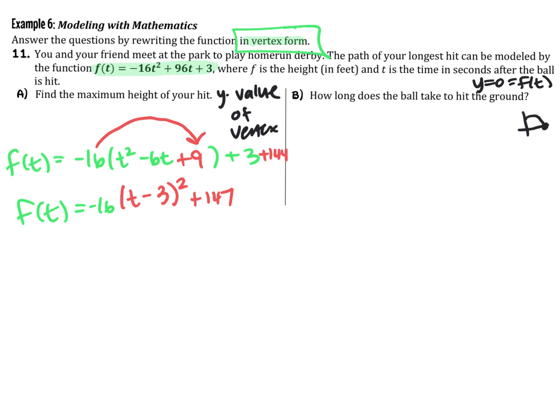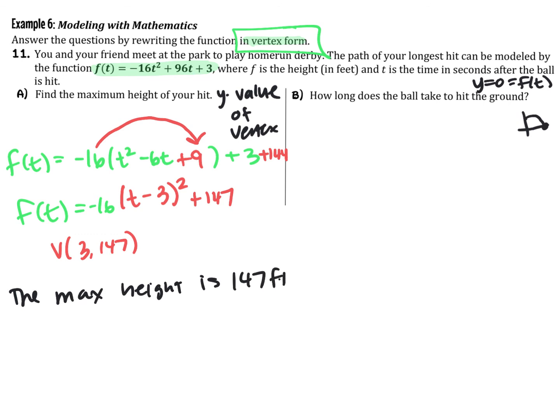So now that this is written in vertex form, we can identify the vertex and the y value. So the vertex is just 3, 147, which means the maximum height of the ball is going to be the y value of the vertex. So the maximum height is 147 feet.